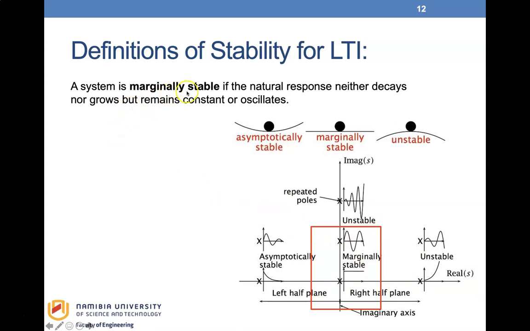A system is marginally stable if the natural response neither decays nor grows but remains constant or oscillates. You can see that these two are remaining constant and not oscillating. Here it's also constant, it's not oscillating. But it means that this system being marginally stable, any disturbance could either make it become unstable or it could be improved to become stable. So being marginally stable can be a very difficult situation.